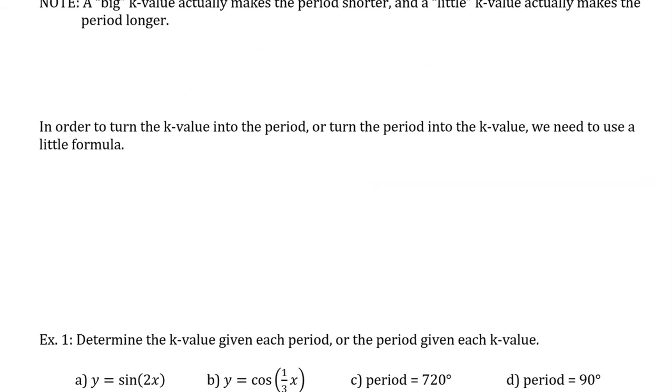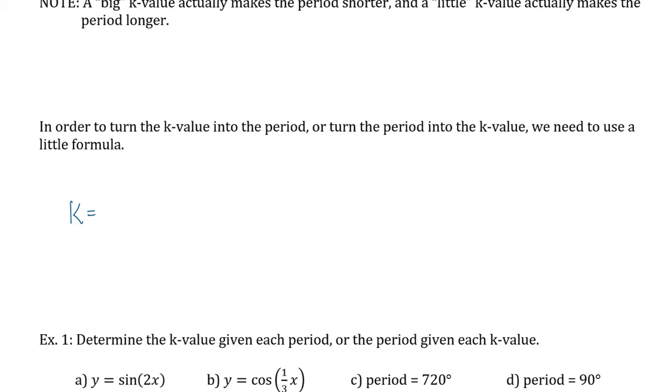Okay, so before we get to the first example, we're going to write down a couple of little formulas. In order to turn the k value into the period, or turn the period into the k value, which is what we're actually going to do, we need a little formula. So how do you find k? If I'm looking at a graph, I can figure out what the period is by looking at the scale. So I'll already know the period. I have to turn it into a k value.